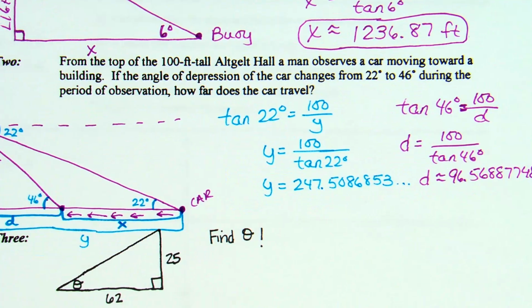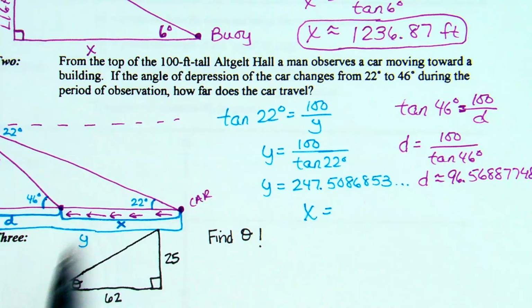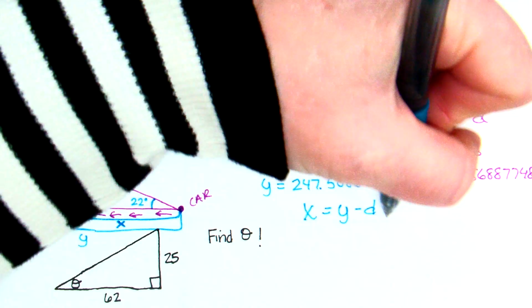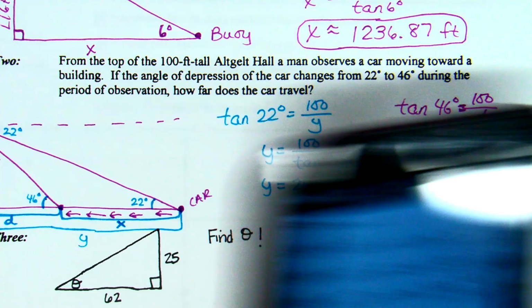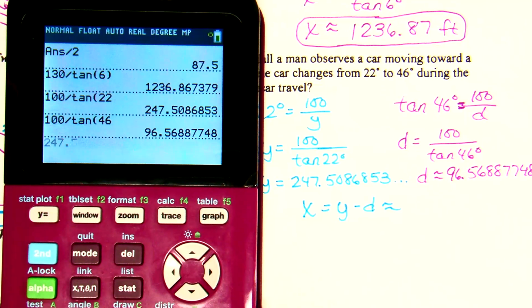Subtract them. It is y minus d. So if I do y minus d, there's y on my calculator, minus, there's d on my calculator. I didn't retype in a single thing. If I give 2 decimal places, I've got 150.94 feet.